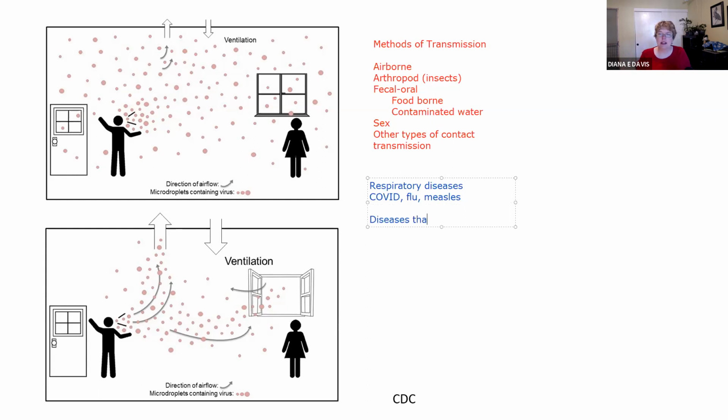Now, diseases that are airborne spread can spread in the body outside of the respiratory system. This means that airborne spread, while respiratory diseases are the ones we think of, is not limited to respiratory diseases. It can be other kinds of diseases that affect the whole body.